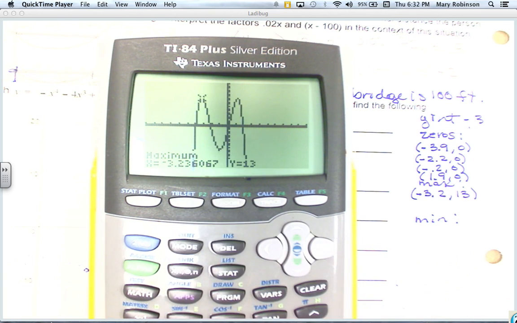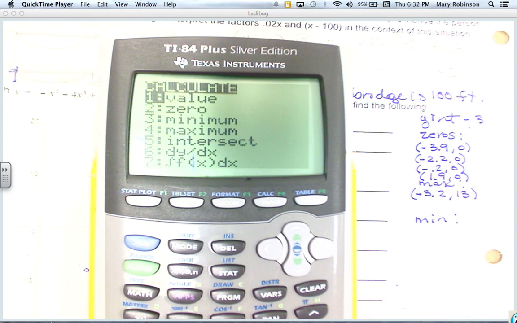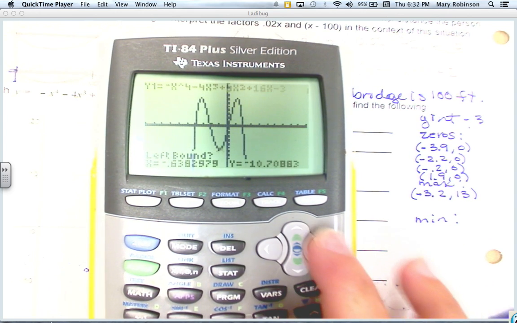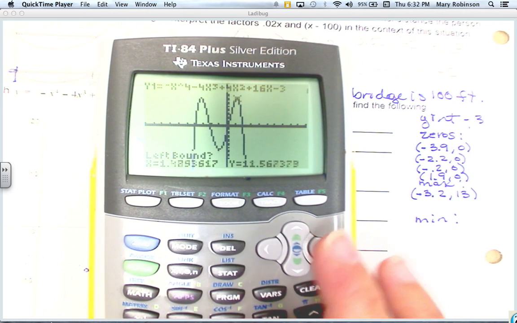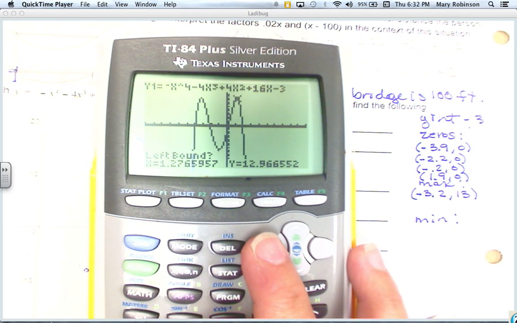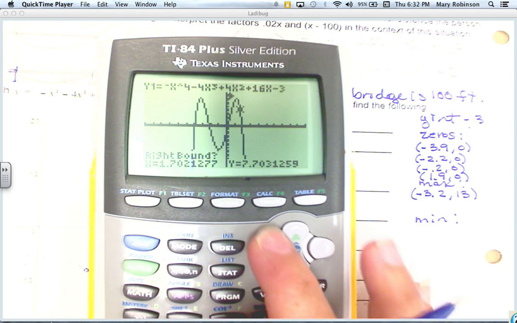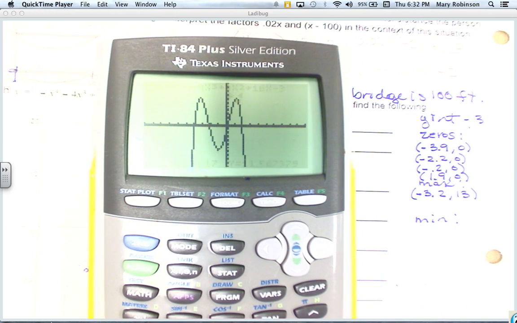Now I need to find the other maximum. So second trace 4, I'm going to arrow right. Right there is about the point I want, but we are not going to just trace it. We are going to move to the left, hit enter, move on the right side to set our right bound, hit enter, and enter one more time.